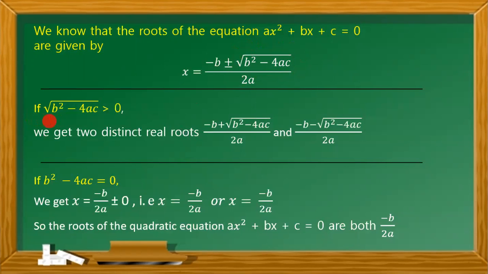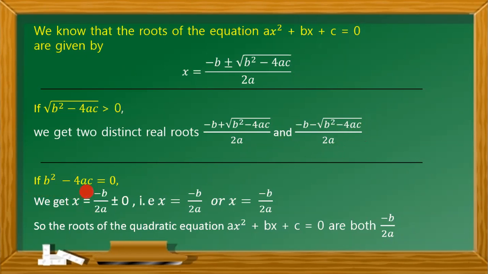If b² − 4ac is greater than 0, then we get two distinct real roots, which are given by (−b + √(b² − 4ac)) / 2a and (−b − √(b² − 4ac)) / 2a.